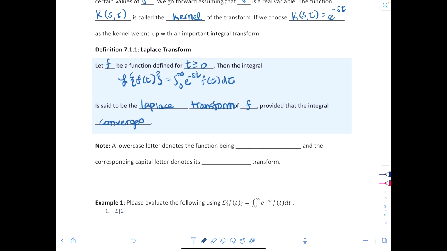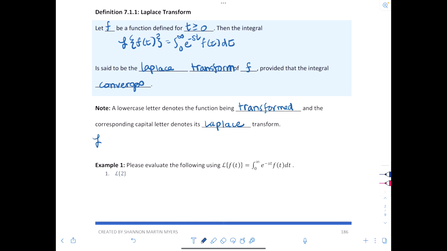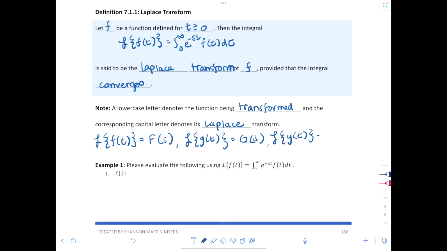Note, a lowercase letter denotes the function being transformed, and the corresponding capital letter denotes its Laplace transform. So, for example, L of f of t equals capital F of s, L of g of t equals capital G of s, and if you had L of y of t, you would get capital Y of s.